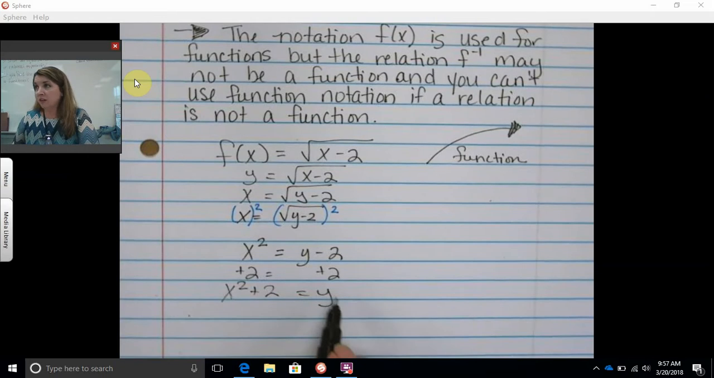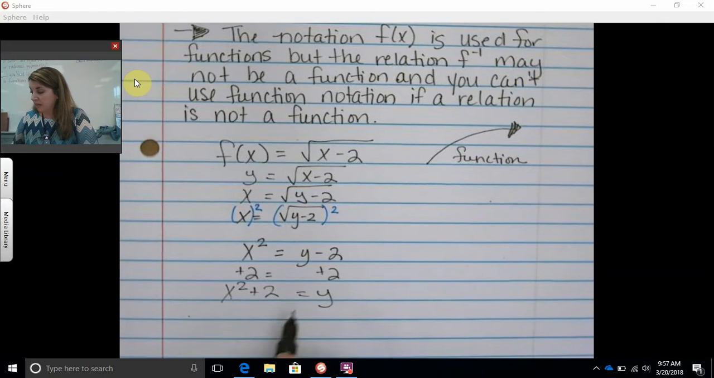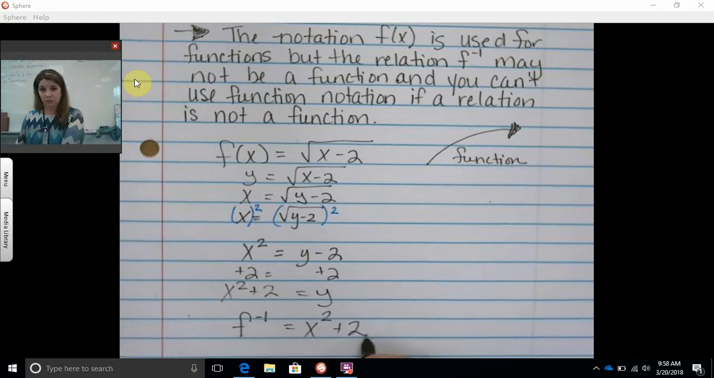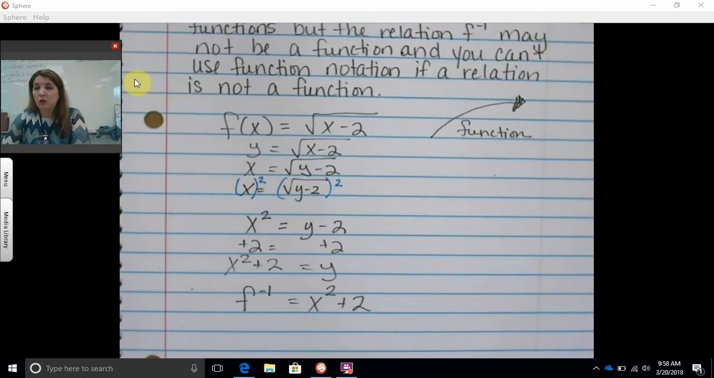So if it started in function notation and it wound up being a function, I don't call it y, I don't call it f of x. I call it inverse of f equals x squared plus 2. If it started with f of x and it ended up being a function, I don't want to leave it as y equals x squared plus 2. I want to write it as inverse of f, or you could say f inverse equals x squared plus 2.